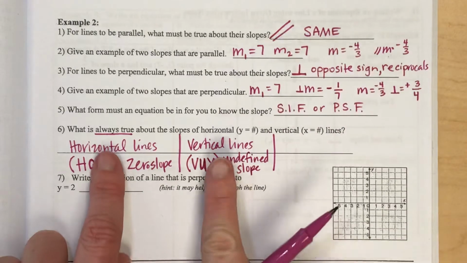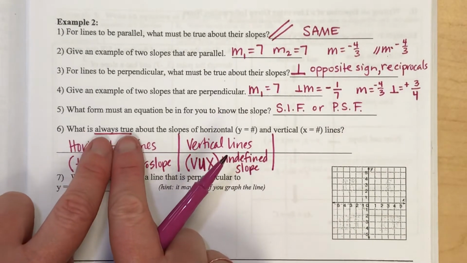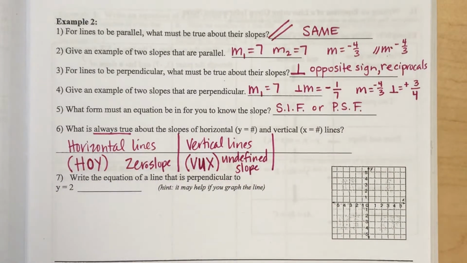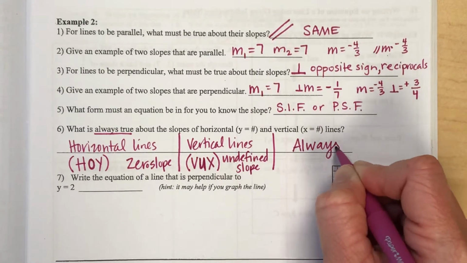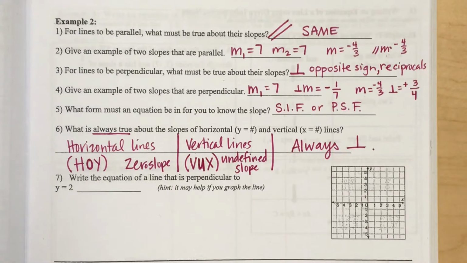So first, just kind of knowing those 2 things. What is always true about horizontal and vertical lines? What is always true is that they are always perpendicular to each other.